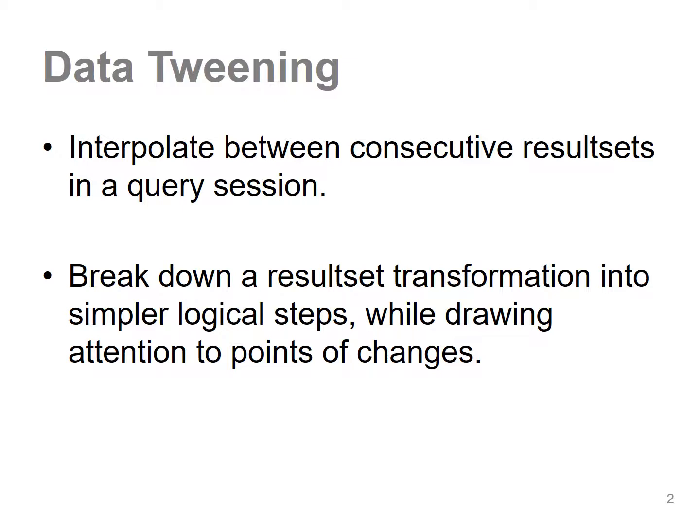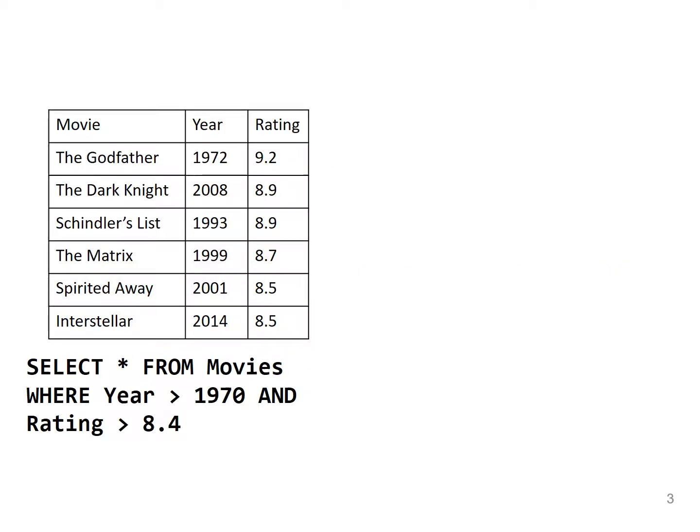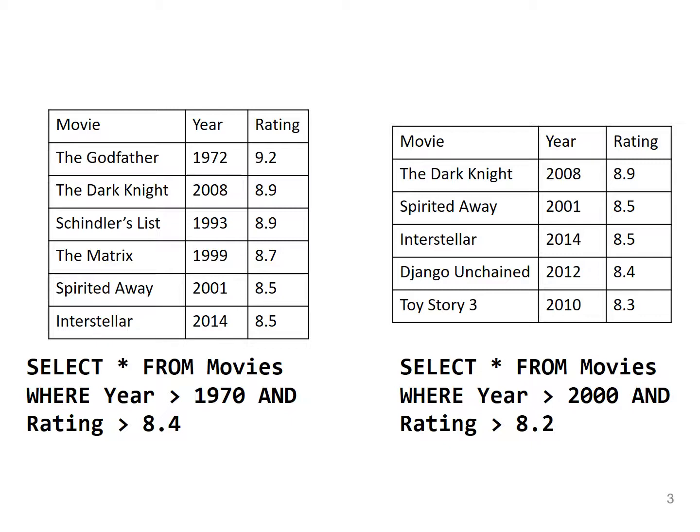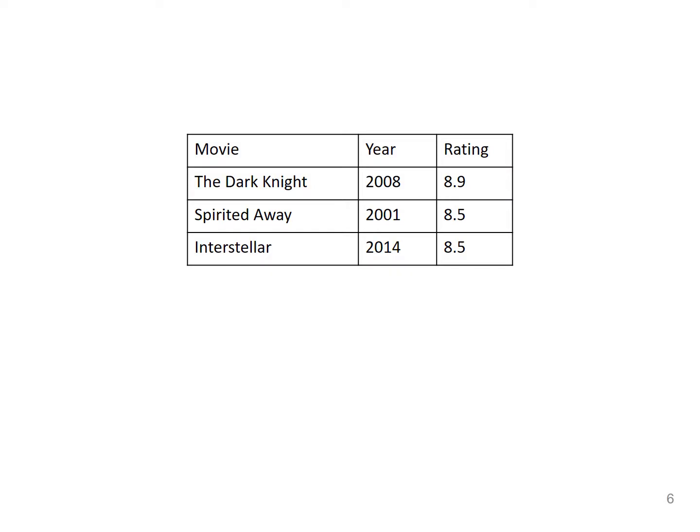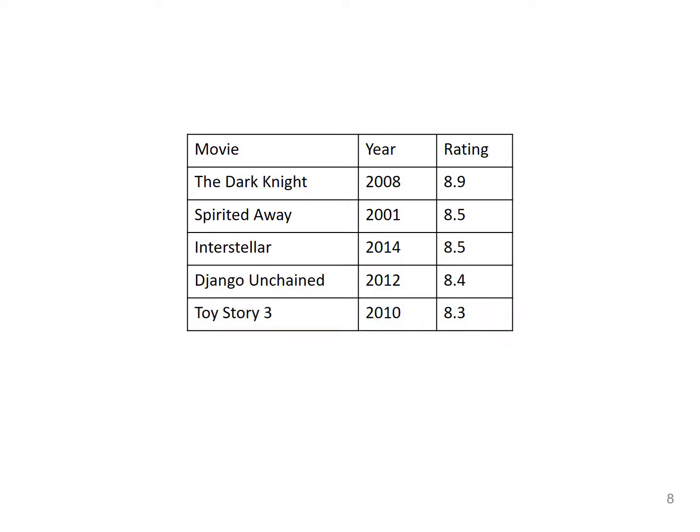We define data tweening as interpolating between consecutive result sets in a query session. We do this by breaking down a transformation into basic structural transforms while highlighting the parts of the table undergoing these transforms. For instance, consider this data transformation corresponding to a change in where clause, which includes deletion and insertion of a few rows. Tweening for this transformation would be generating intermediate result sets to show these changes. So deleting these rows and then inserting these rows.